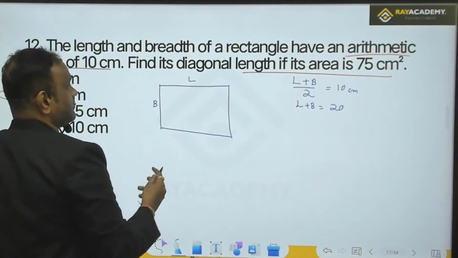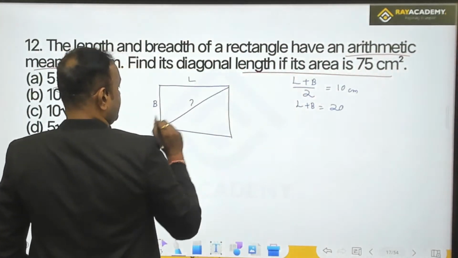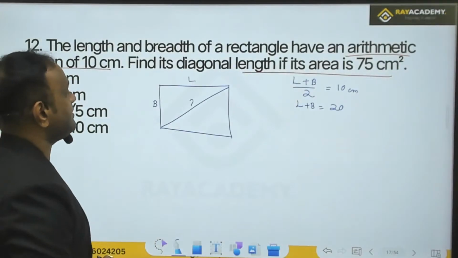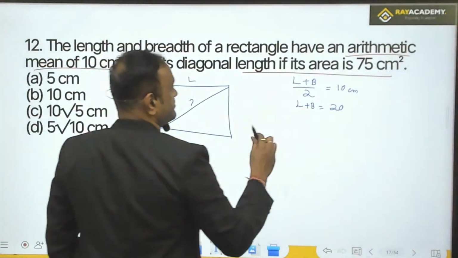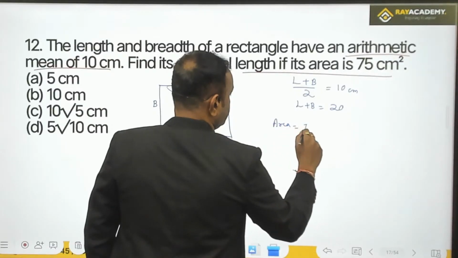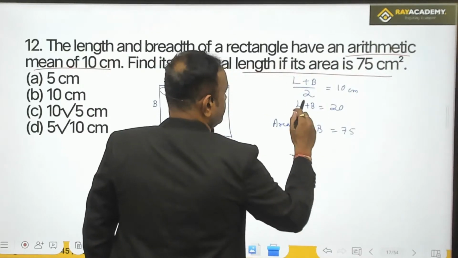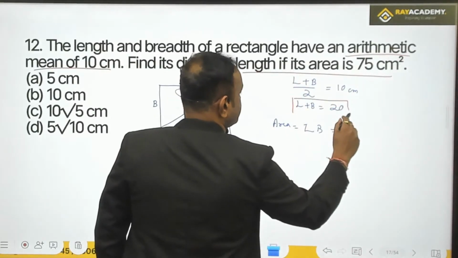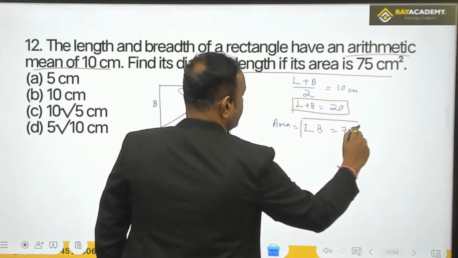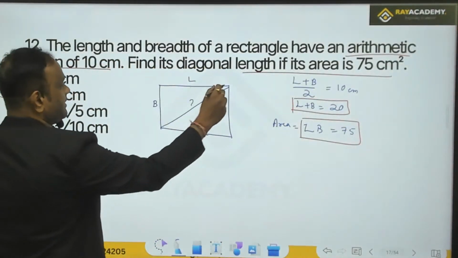They are asking for the length of its diagonal. But what else is given? Area is 75. What is the formula for area? LB equals 75. Now you see L plus B is given and LB is given. But what they are asking you to find is the diagonal.